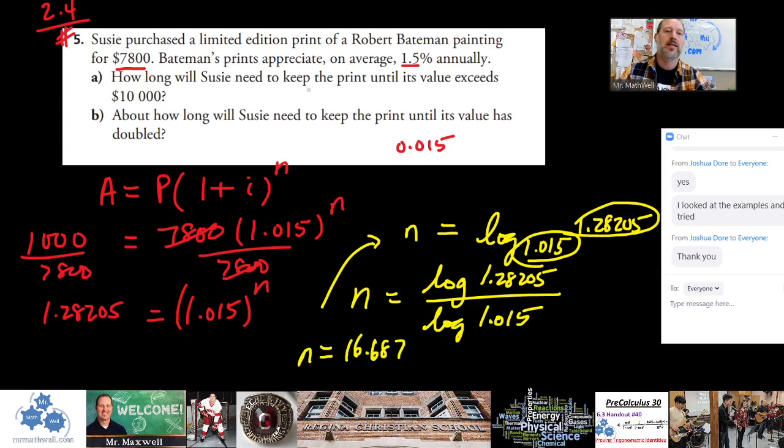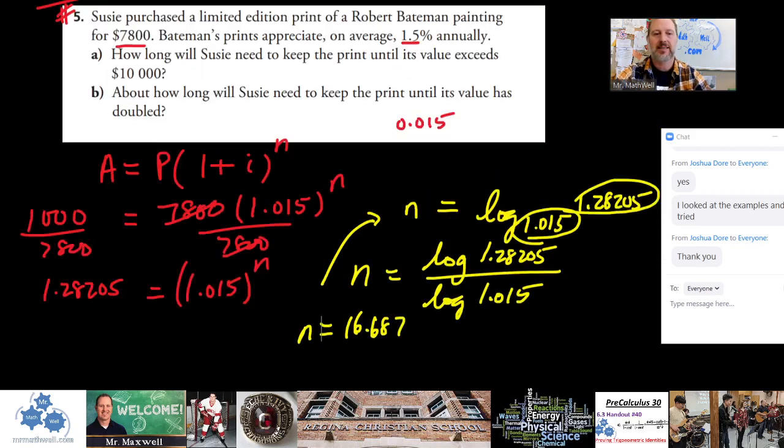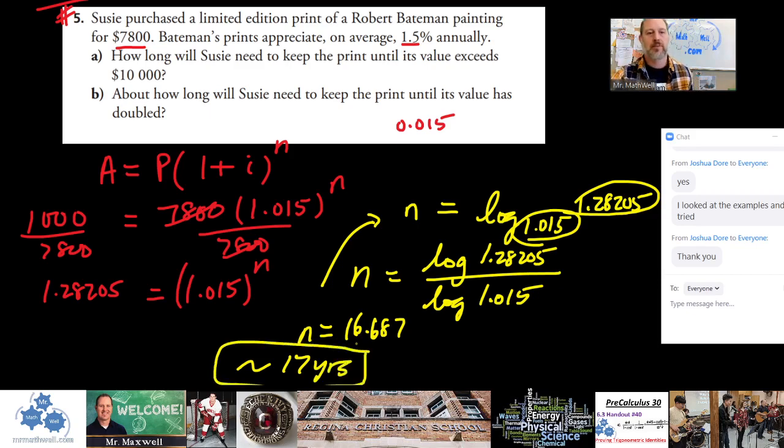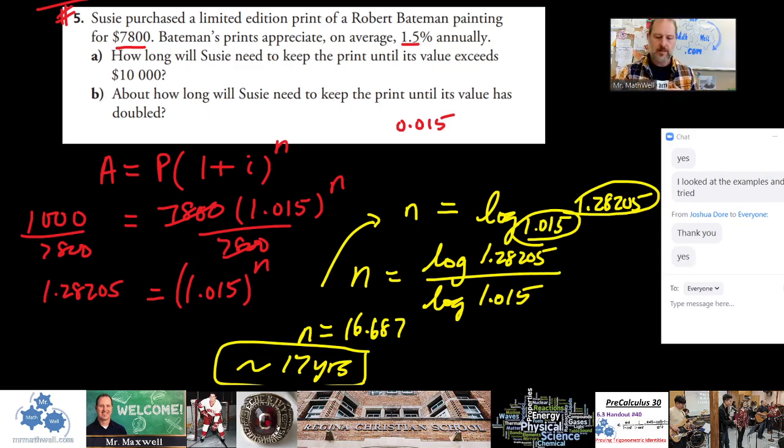So how long will Susie need to keep the print until its value exceeds 10,000? Well, it'll be exactly $10,000 at 16.687 years. So she's going to have to keep it, let's say 16 years, 8 months, or 16 years, 7 months, whatever. 0.687 of a year after 16. So maybe you might say 17, round that up, approximately 17 years. Then it'll be worth over 10,000. So that's for A. Does that make sense? Does that agree with what you had? Okay, so that is the correct answer for A.